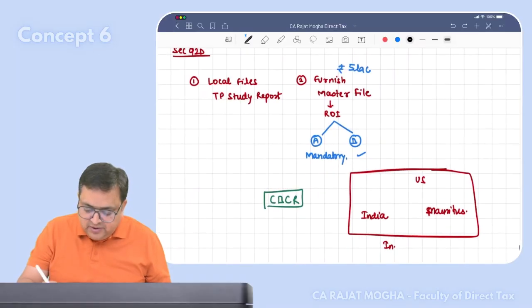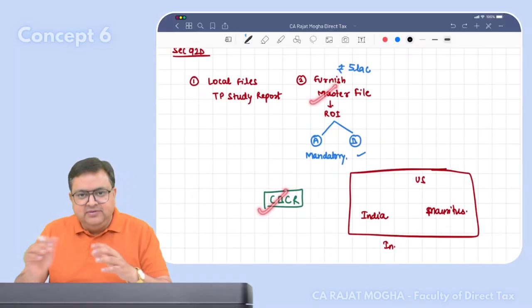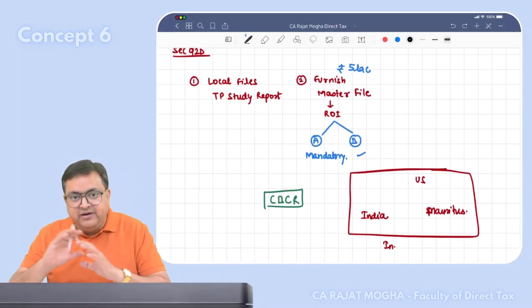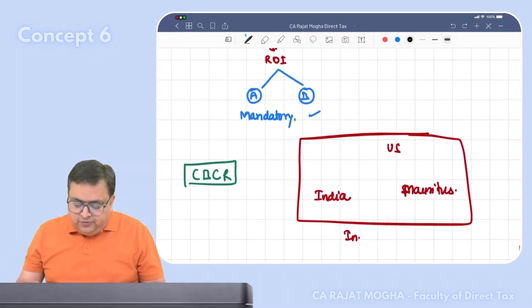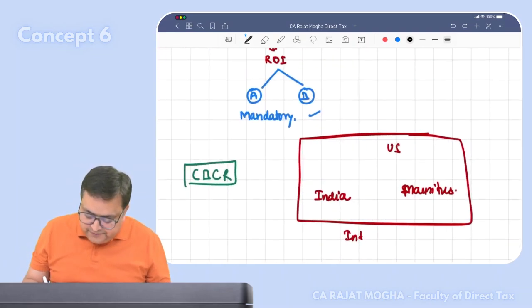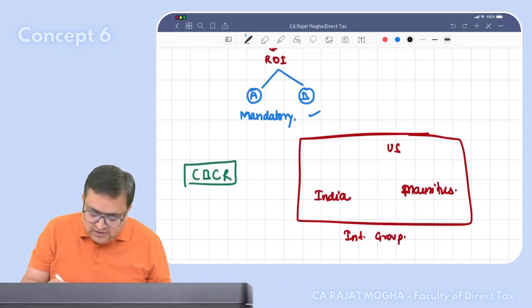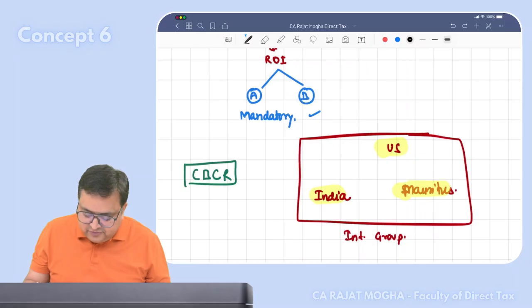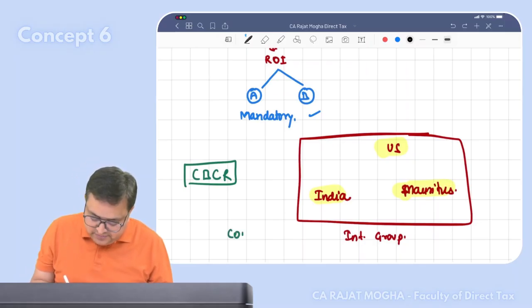Guys, I am teaching you master file and CBCR side by side, so that you can actually relate them. So this is called an international group. And what are these called? These are the parts of this group, so we call them constituents, right?